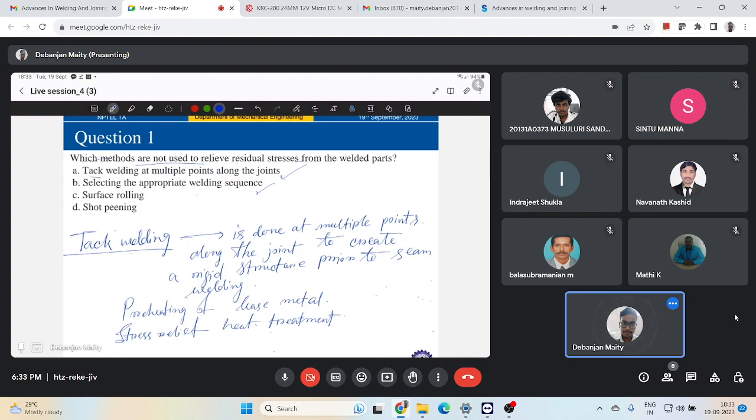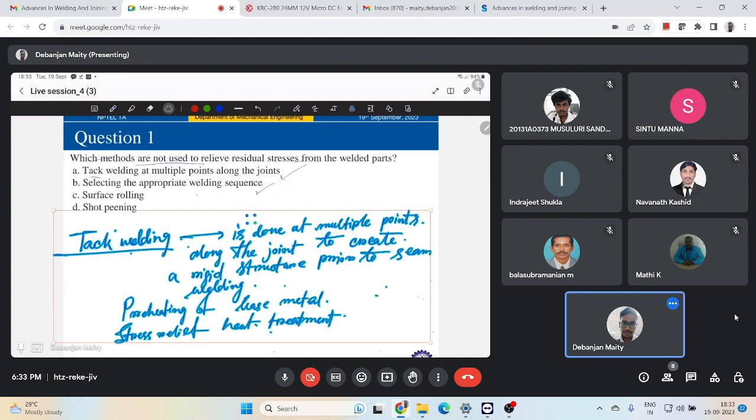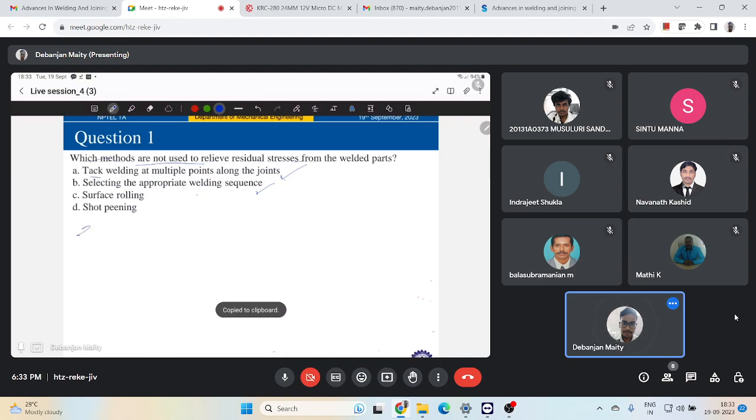Okay, so what I was talking about: it converts tensile residual stress into compressive one.